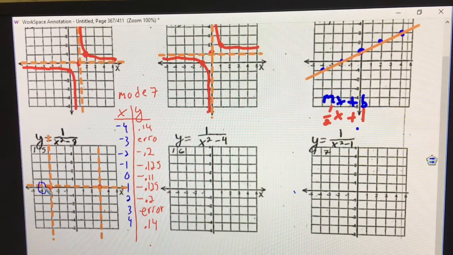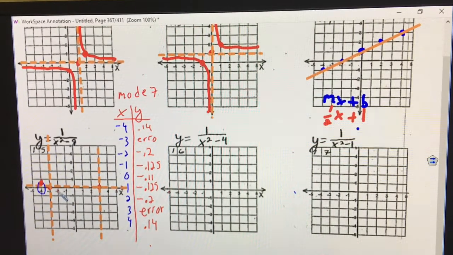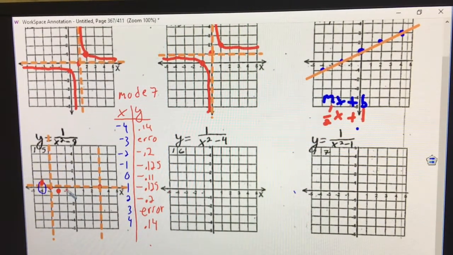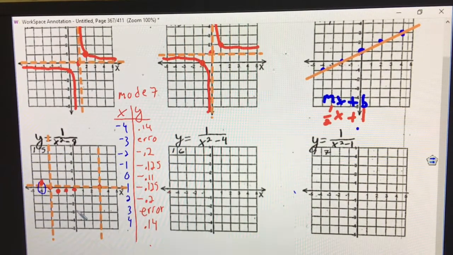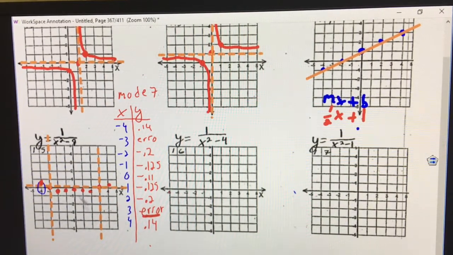And negative 4, I get positive 0.14. Really close. And negative 3, it gives me the vertical asymptote. And negative 2, it's negative 0.2. And negative 1, it's negative 0.125. At 0, it's really close. It's negative 0.1. At 1, it starts to go away from it again. And then at 3, it's the vertical asymptote again. That's why I get the error. And then at 4, it's symmetric. It's 0.14.